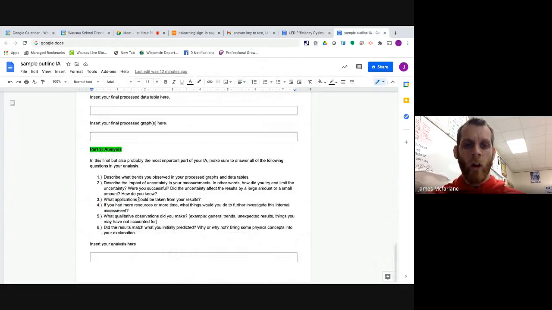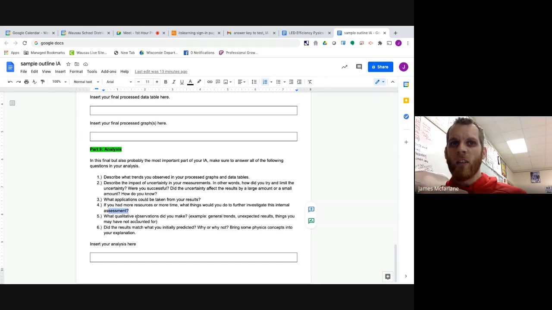Analysis, you basically describe what happened, why did it happen, how does uncertainty affect it. There's a list of questions you can go through. Describe what trends you observed. Describe what impact that uncertainty had on your measurements. What applications are there from your experiment? If you had more resources, more time, and wanted to further investigate this, what would you do and why? What qualitative observations? He obviously made that in his earlier part, but what observations did you make that aren't represented by numbers? Oh, this got brighter, this turned blue, whatever.